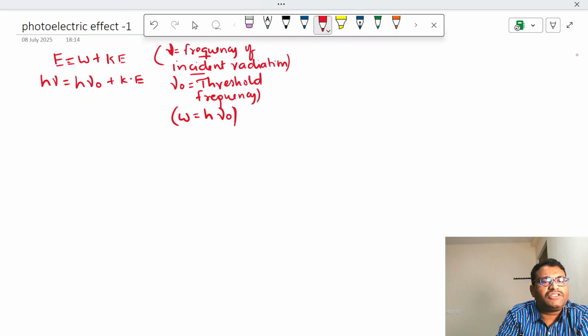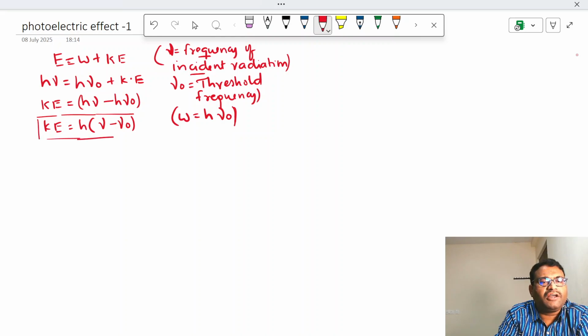So now let us come to kinetic energy. If you want kinetic energy, then you can write h nu minus h nu naught. So kinetic energy is equal to h into nu minus nu naught. This is one formula where numerically we can be asked a question. So kinetic energy of the photoelectron, the ejected electron from the surface, is given by h into nu minus nu naught.